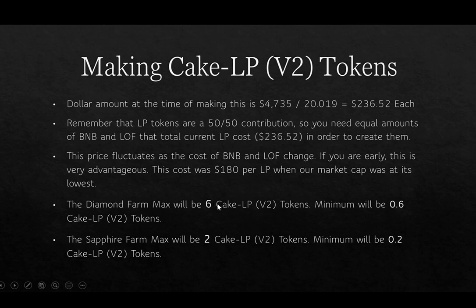It's going to have the max of 6 LP tokens and a minimum of 0.6 tokens. The Saphire Farm, which is a little bit lower, is going to have 2 LP tokens with a minimum of 0.2. The reason I'm doing that is because the NFTs are going to be in a series. We're going to have 10 golds, 10 silvers, and 20 bronze over a 10-week span, and then it resets. It starts over at season 2, number 1.